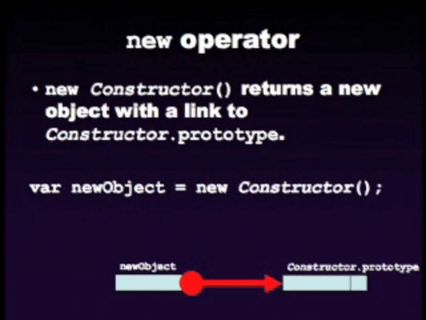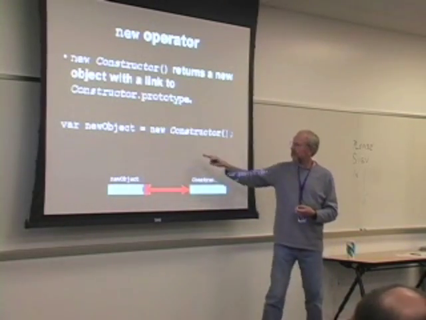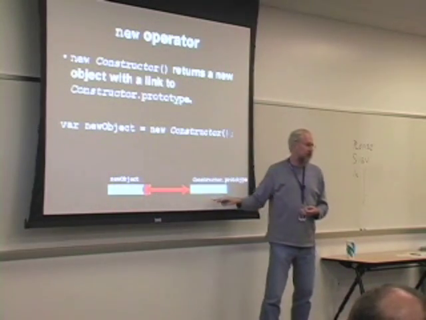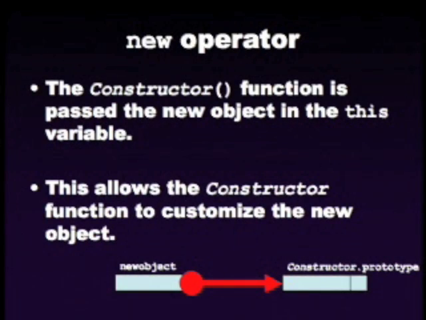The way the new operator works is it returns an object with a link to constructor.prototype. So if we start with constructor.prototype and we make a new instance of a constructor, we get a new object with this link. The constructor function is passed the new object as its this variable, and this allows a constructor to customize the object before it returns it.